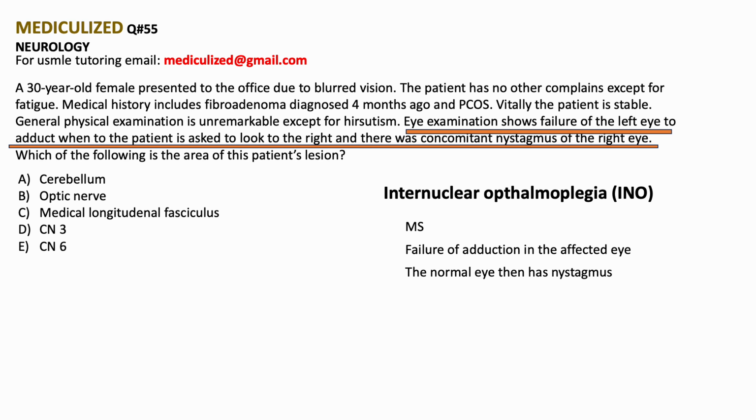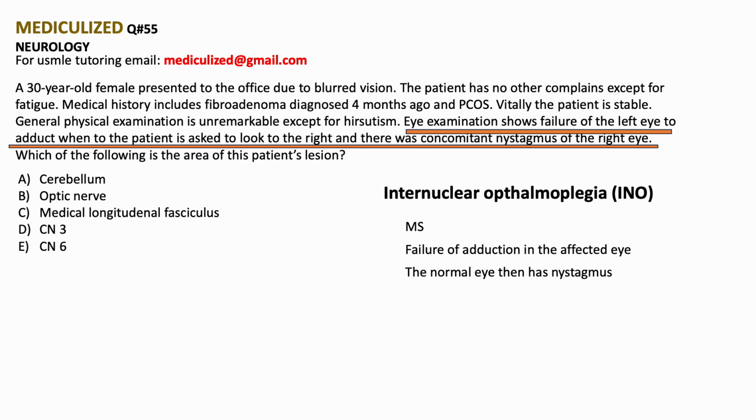Optic nerve is the wrong answer. Here, the pupillary reflexes are usually affected. For example, if you have something called optic neuritis, which can occur in MS, it will also cause blurred vision, but it wouldn't cause this internuclear ophthalmoplegia eye examination finding. It won't cause nystagmus. It won't cause failure of adduction. So wrong answer. MLF is the right answer.